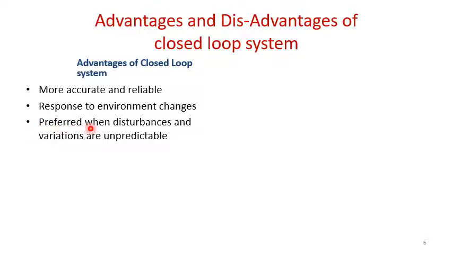So when we are finding many disturbances and variations inside the systems, we can switch to closed loop type of systems, and unpredictable states can be set right.